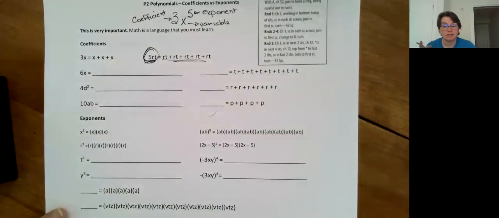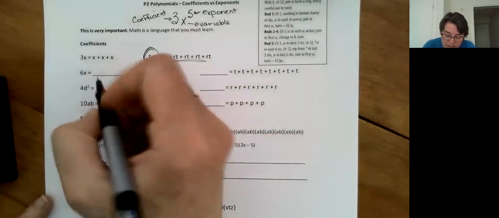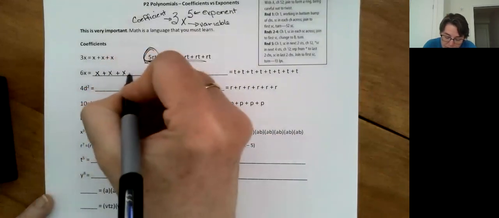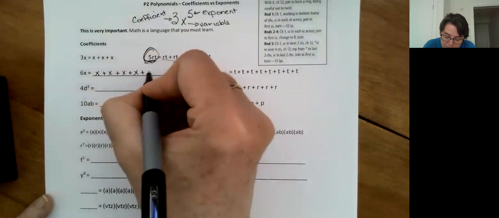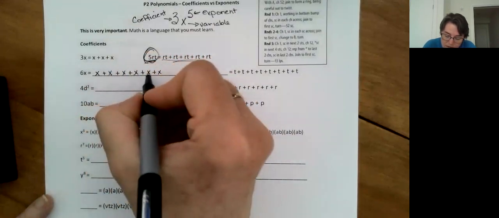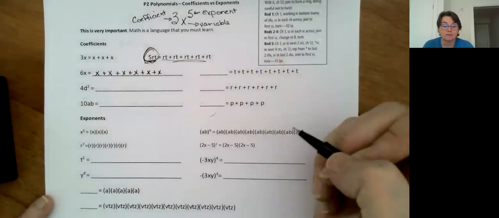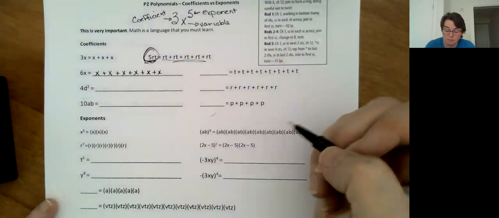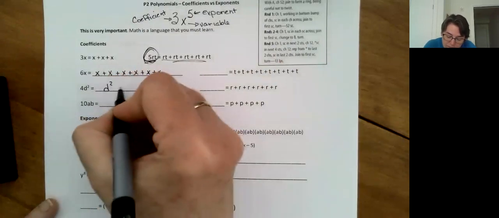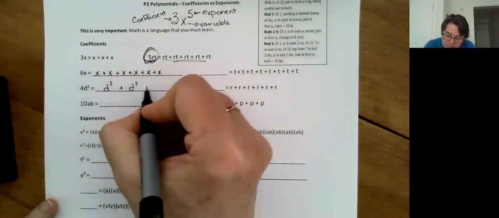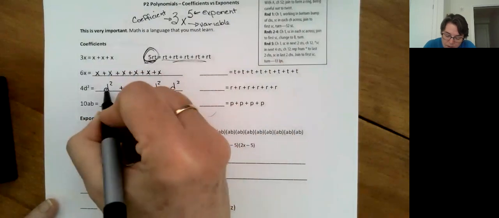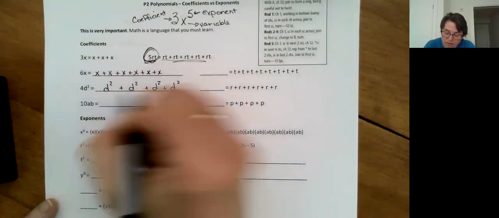All right, I'm going to trust that you did that. So 6x is going to be 1, 2, 3, 4, 5, 6. 6 x's. Don't overthink this. It is that simple. So 4d squared is going to be d squared plus d squared plus d squared plus 1 more. 1, 2, 3, 4. And they're all addition.